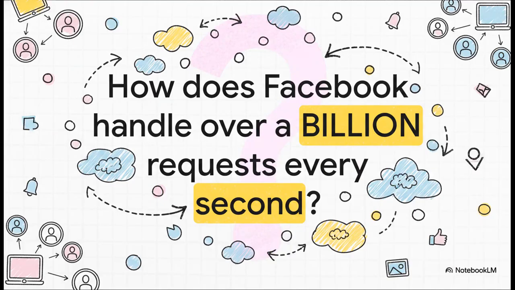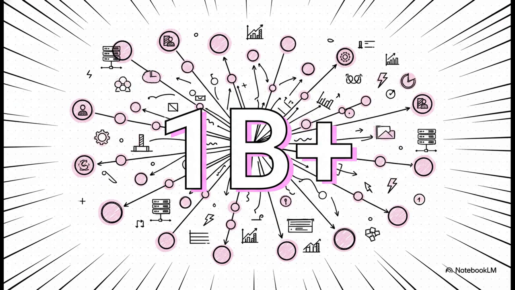So, to get our heads around this, let's just start with a wild question. Every single time you open up Facebook or just glance at your notifications, you're making a request. Now, multiply that by billions of users. How in the world does the system even begin to handle over a billion, with a B, read requests every single second? Yeah, you're seeing that right. 1 billion. That's the minimum number of reads the system has to serve up per second. It's a number that's hard to wrap your brain around, but it is the absolute core of the problem that Facebook's engineers had to solve.